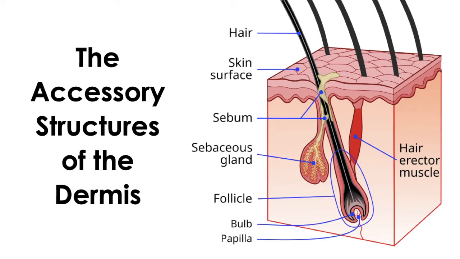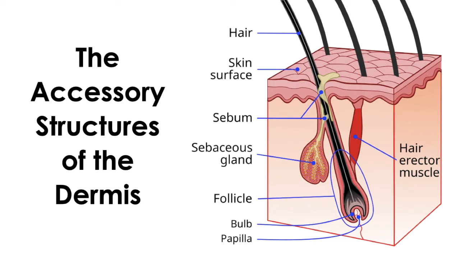Now let's talk about the accessory structures of the dermis. As you can see, the papilla, the bulb, the whole hair follicle, and hooked to the hair follicle, we have the sebaceous glands. Sebaceous glands, we said, are the oil glands. So the word sebum refers to oil. And then we have the hair erector muscle.